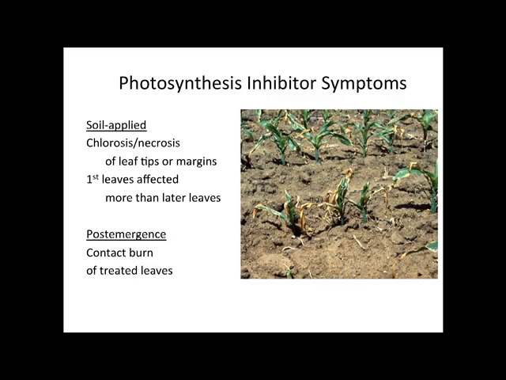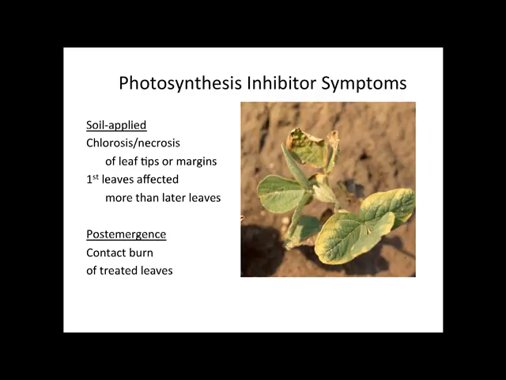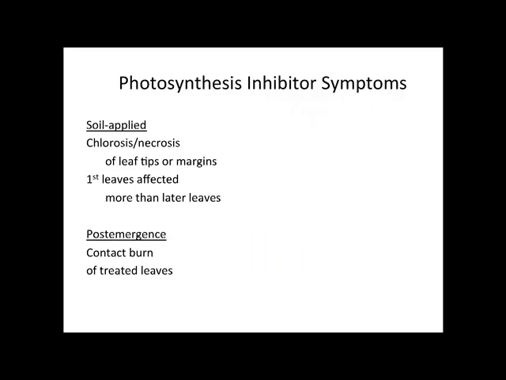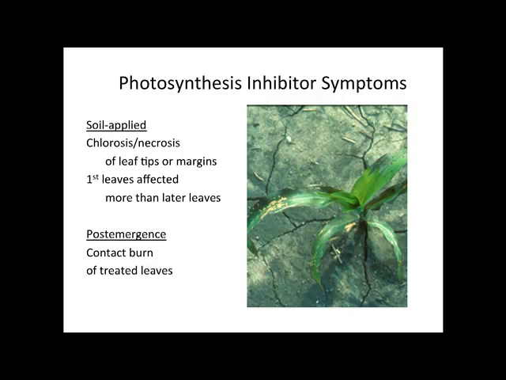So, chlorosis, necrosis of leaf tips or margins, first leaves affected more than later leaves. For post-emergence, the contact burns the treated leaves. So you can see there on the margins and the tips, they're burned really good. Again, on the margins. And then there's the contact where the spray contacted, there's distortion and death, but the rest of the plant looks fairly healthy.